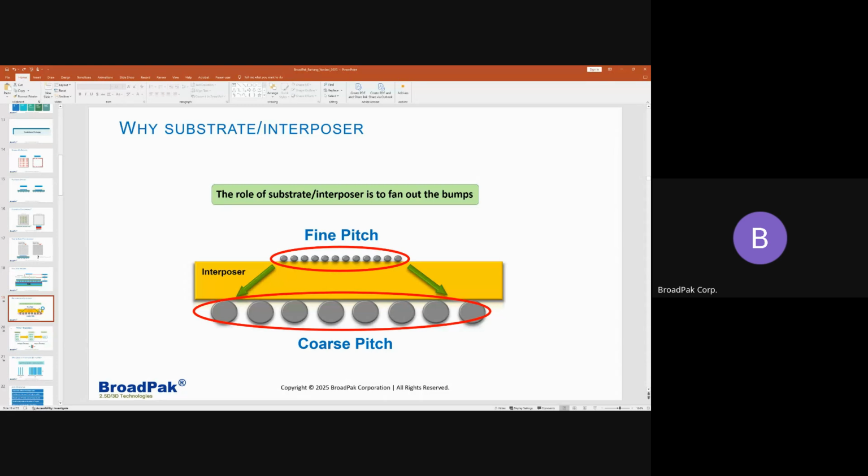So another way to look at it is that the role of the substrate is going to be very important. It's going to affect the performance and cost. And what it does, again, it takes the fine pitch, we're going to fan it out to a coarser pitch, and the coarser pitch allows us to use the current infrastructure for the assembly.